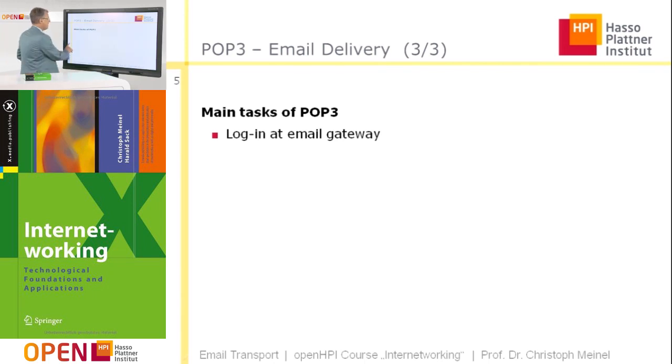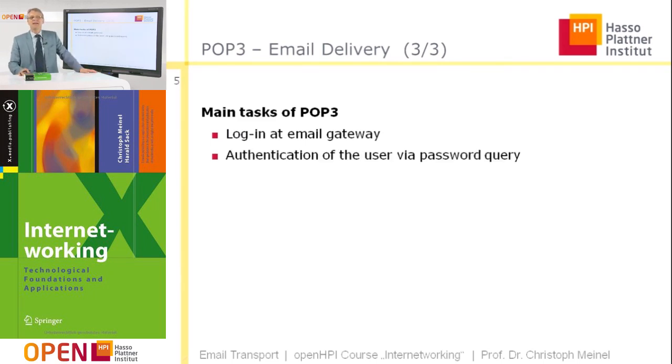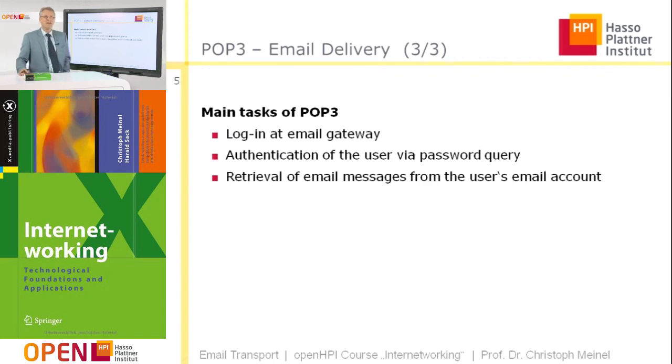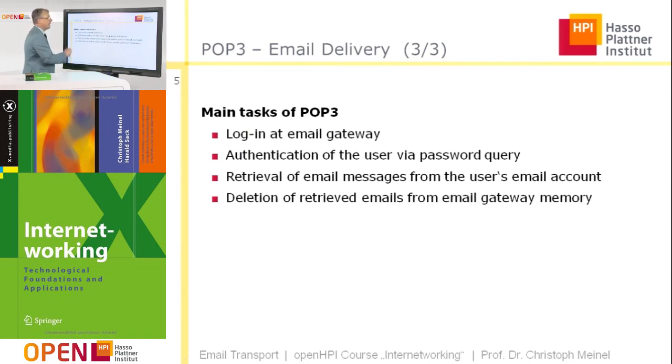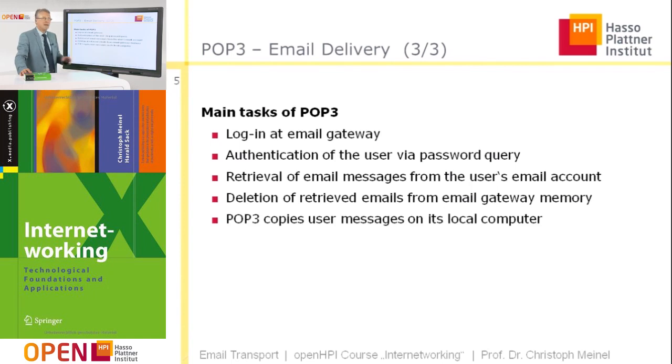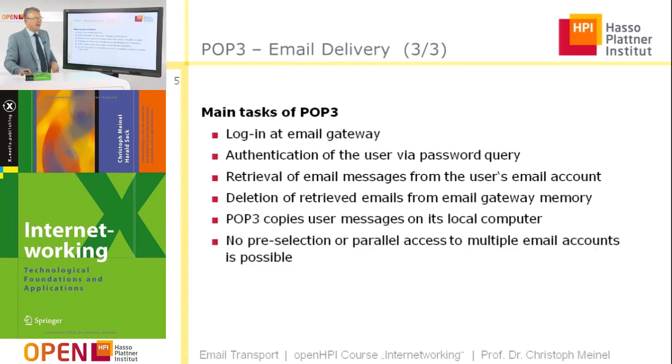We have an understanding from the picture. So the main task is first to provide a mechanism that the mail recipient can log in at the email gateway to check whether he is allowed to access his postbox. The authentication mechanism that's used is a password query. Then the email can be retrieved from the postbox on the email gateway and copied to the computer of the user. There it's possible to delete or retrieve emails from the email gateway memory. The email is completely copied on the local computer of the user, and then the user can work with the email.